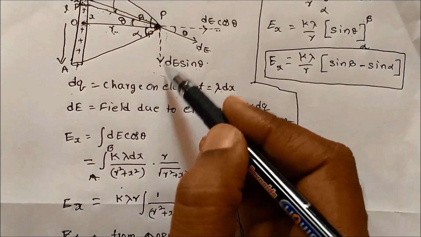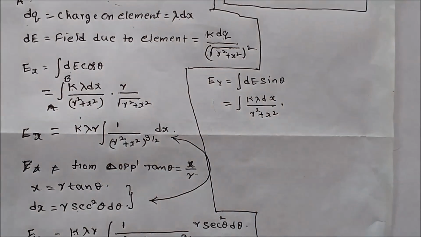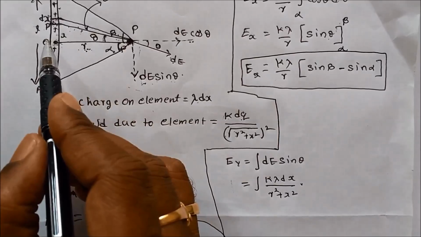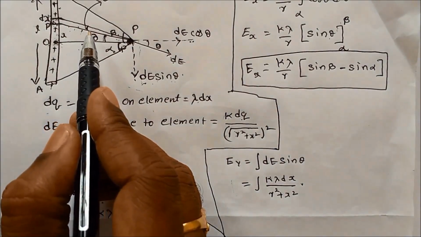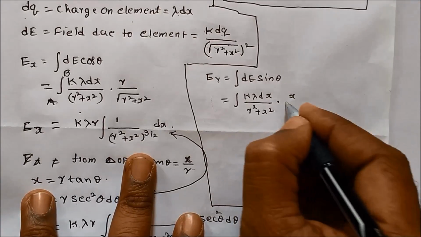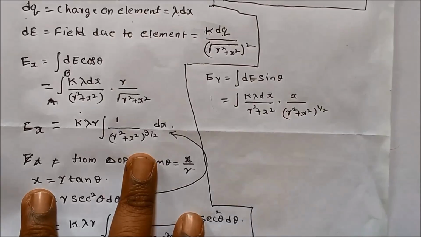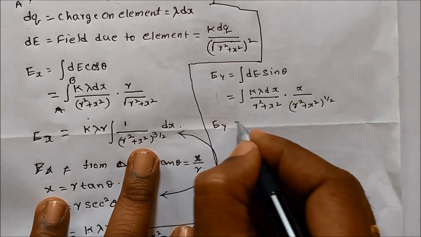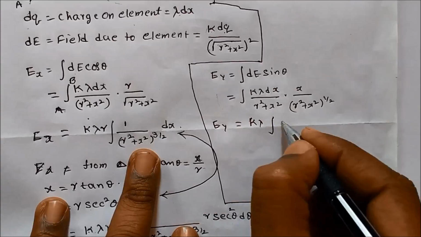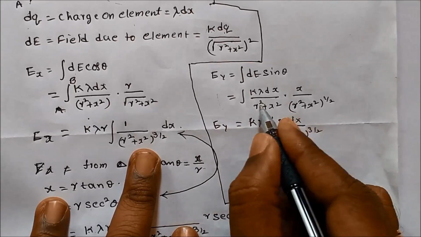Okay, now the dE value I substituted here: k lambda dx by (r square plus x square), and sin theta from this diagram is the opposite side divided by the hypotenuse. What is the opposite side here? x, and the hypotenuse is root over r square plus x square. Now if I substitute that, we get sin theta equal to x by (r square plus x square) to the power of 1 by 2. Now Ey is equal to the integral, where k lambda is constant and I am taking it outside, of x dx divided by (r square plus x square) to the power of 3 by 2.